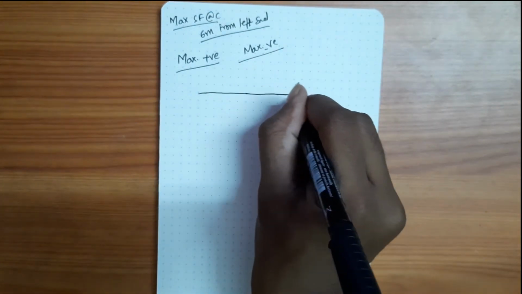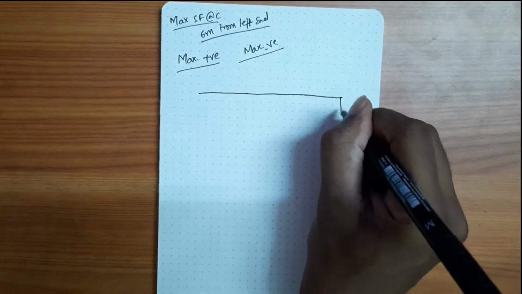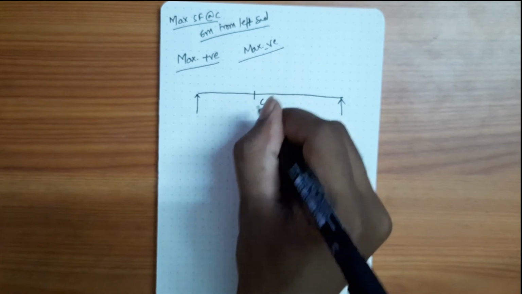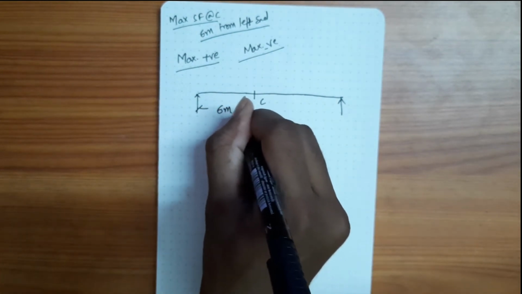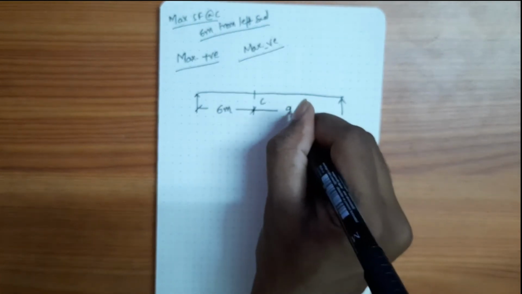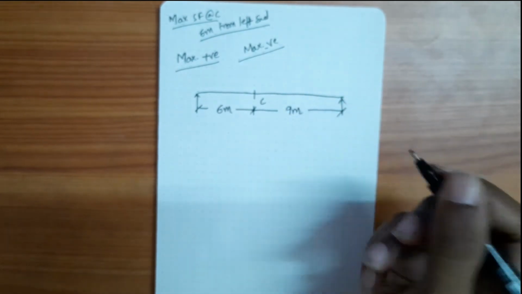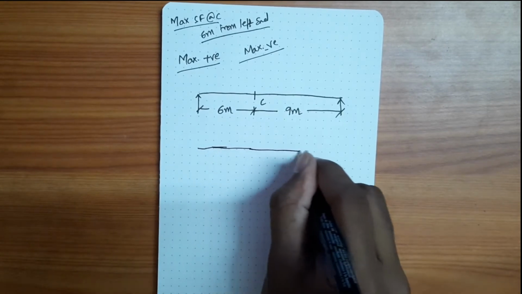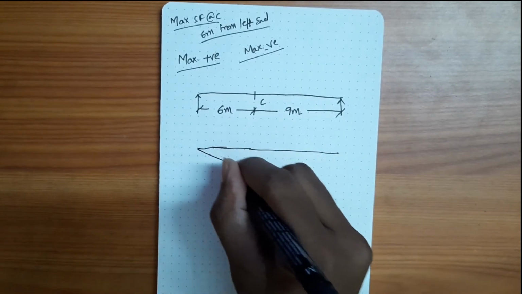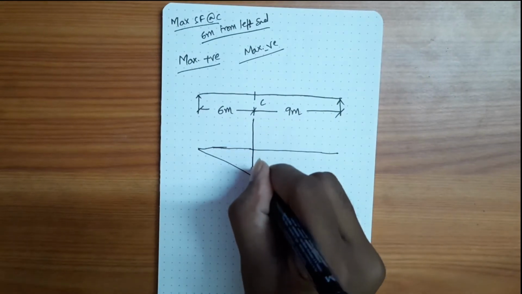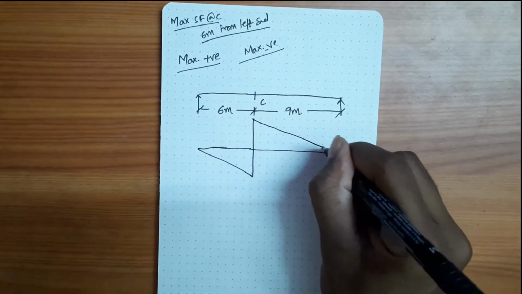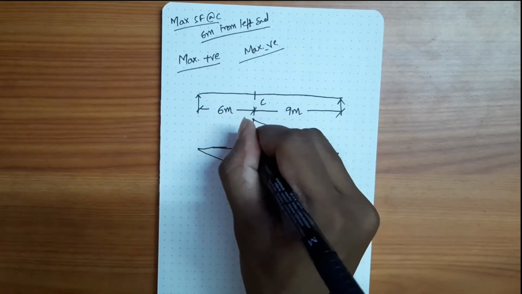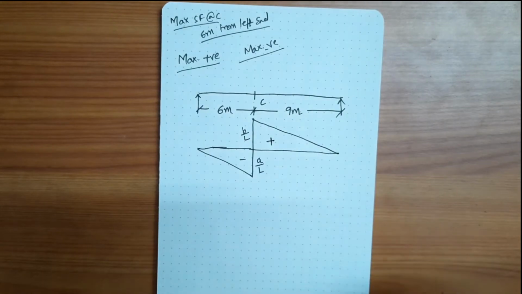So we are jumping in directly. Draw the given girder. They have asked for 6 meters, so this is section C and this is 6 meters. So the balance is 9 meters, since the total length is 15 meters. Draw the influence line diagram for shear force. This is the ILD for shear force. So this is A by L, B by L, this is negative and this is positive.